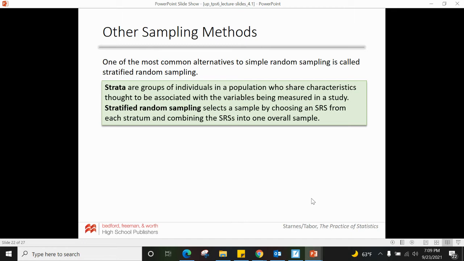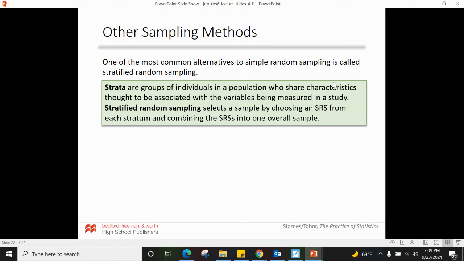there might be some other information between them, depending on whether it's a freshman, sophomore, junior, or senior being sampled. So those strata are people who share a characteristic, that characteristic being the year in school they are. And then we'll use those strata to do our stratified random sampling, which selects a sample by choosing an SRS from each stratum and combining the SRSs into an overall sample.